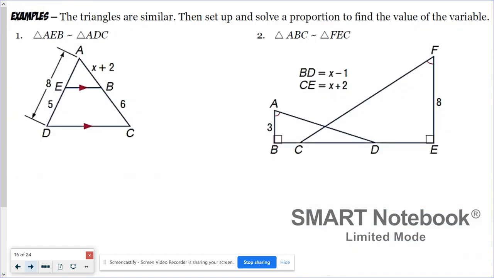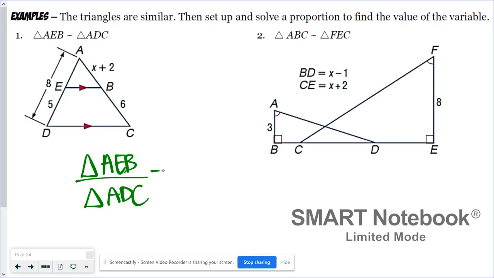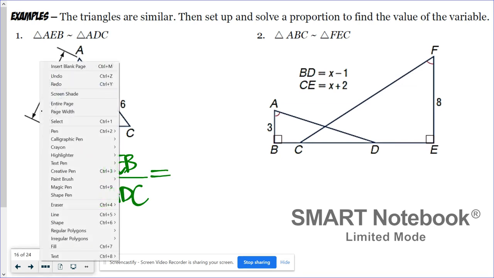So let's check out this one. We're told the triangles are similar. We need to set up and solve a proportion to find the value of the variable. Okay. So let's create a proportion where on top, we have a measurement from triangle AEB, and on the bottom, we have the corresponding linear measurement from triangle ADC. Okay, that's going to be my pattern.